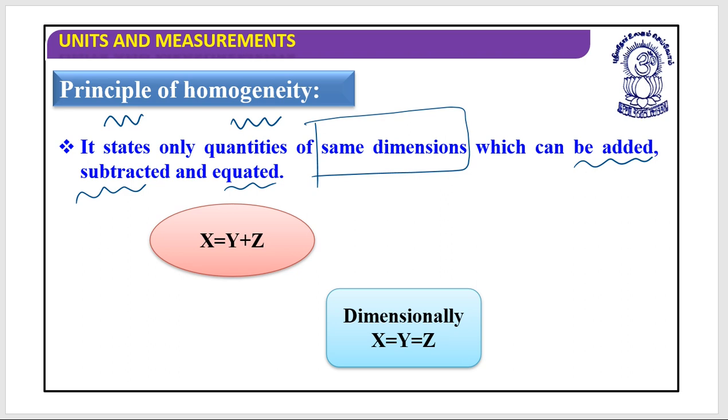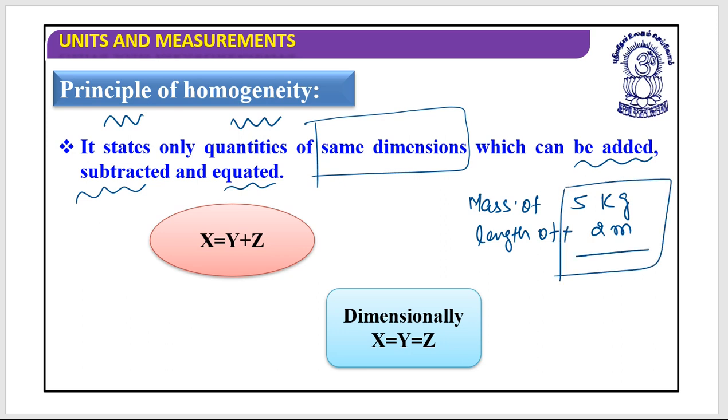Now what does it mean? Let's say I tell you that I have a mass of 5 kg, and I have a length of 2 meter. I want you to add these two. I want you to add 5 kg plus 2 meter. What would be its answer? What is its answer?